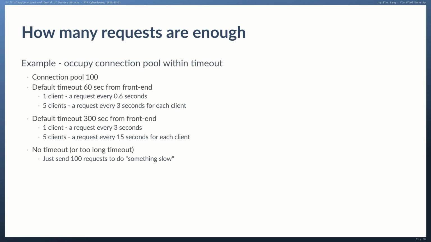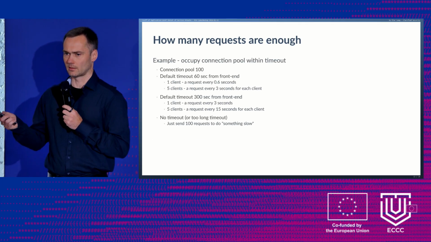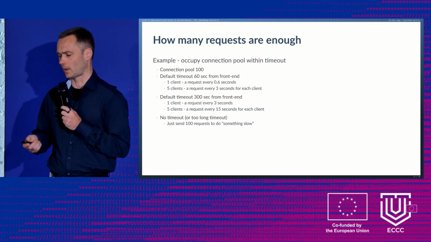So how many requests do we actually need to cause denial of service by occupying the entire connection pool if the application provides slow response? If there's no limitation, then the attacker can send all the requests at once, and we don't need to do any math here. But if there is a limit, then the attacker just needs to fill the connection pool within the time or request limit available. For example, if the connection pool is 100 connections and the timeout is 60 seconds, then basically you have 60 seconds to fill 100 connections.